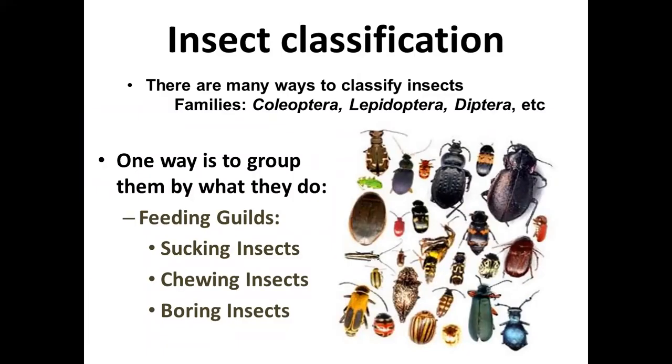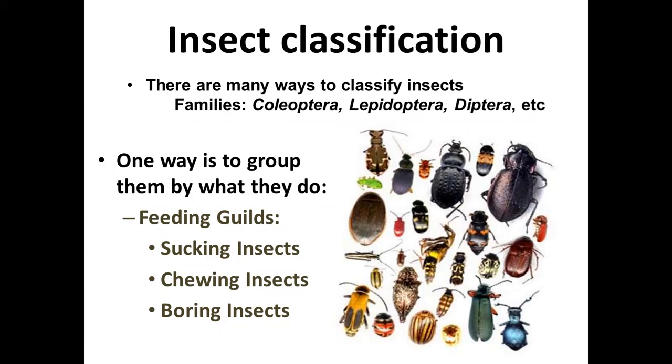So if we move on to insect classification, and then we'll get into some of the main insect pests that we deal with. There's a lot of ways you can classify insects, like the scientific families. The Coleoptera are beetles, Lepidoptera are like moths and butterflies, Diptera are flies. And that makes sense just from the biological perspective.